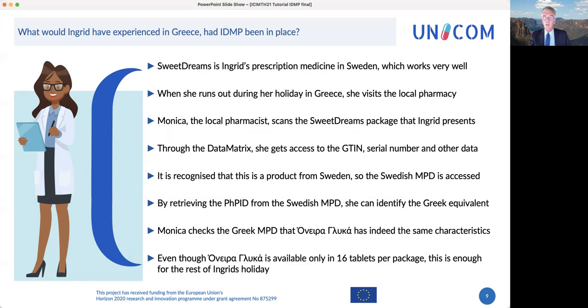So if you know what the medication is, can we find the local equivalent of that medication? And if so, then we can safely prescribe it to this patient. So that would have been the added benefit of having IDMP installed in all the systems for Ingrid, and to actually make sure this doesn't happen.